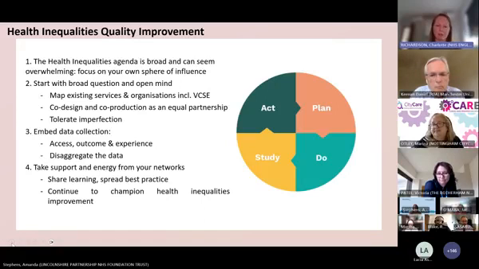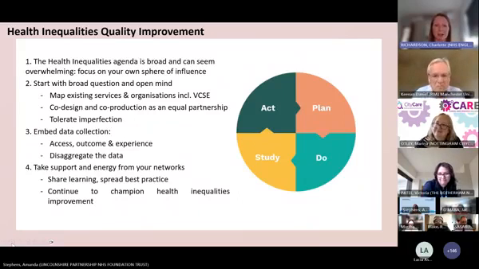And finally, we've already talked a lot about networks, and I think that's really key, because whilst there's a lot of enthusiasm in the space, we can all be met with challenges in different places, which can be demoralising. Having a network you can come back to of people that are passionate about doing the same thing can help you problem solve, and be an opportunity to share learning and spread best practice.